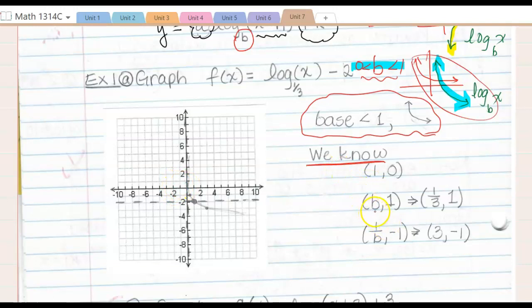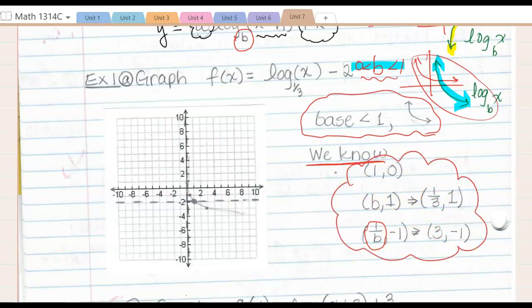And then we also know (b, 1) will also be one of our points. So notice our base is 1/3, so I have (1/3, 1). And then the reciprocal of our base, so the reciprocal of 1/3 is 3, so (3, -1). So these are points that we're going to use when we're graphing.